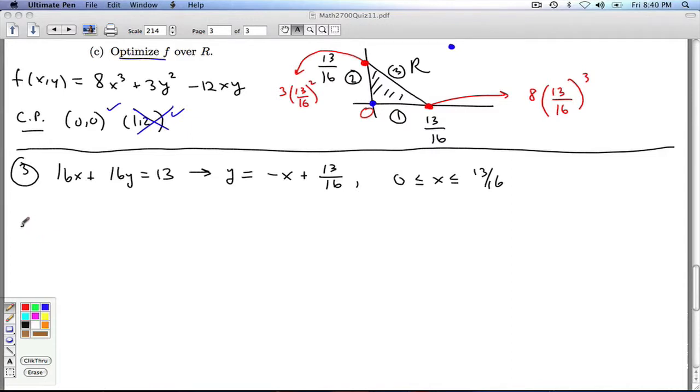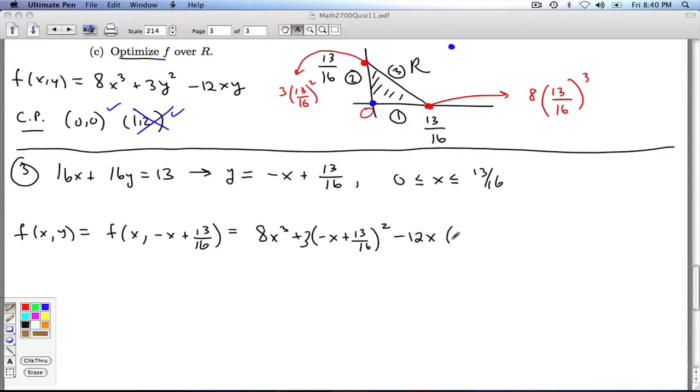So I'm going to substitute this in. F of x comma y is f of x comma negative x plus 13 sixteenths. Substitute that in. I get 8x cubed plus 3y squared minus 12xy. And I'm on that interval. So I take the derivative, set it equal to 0.